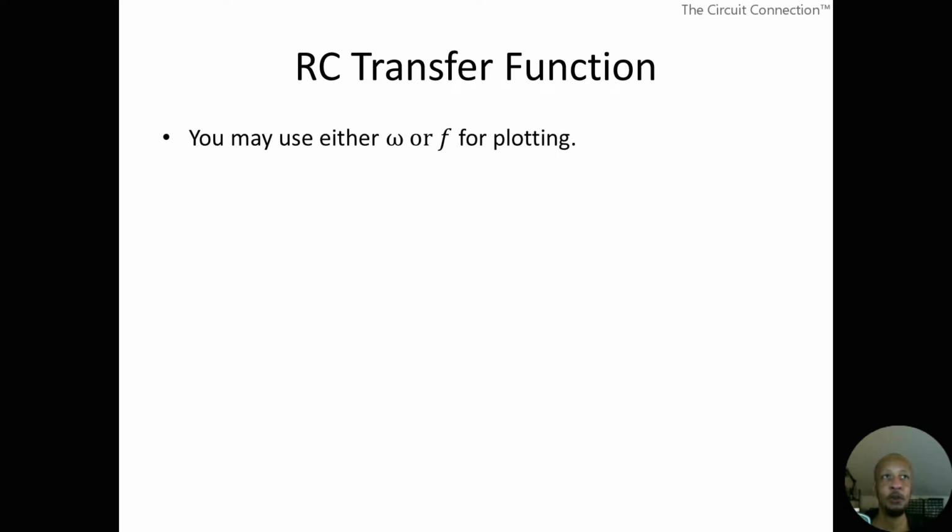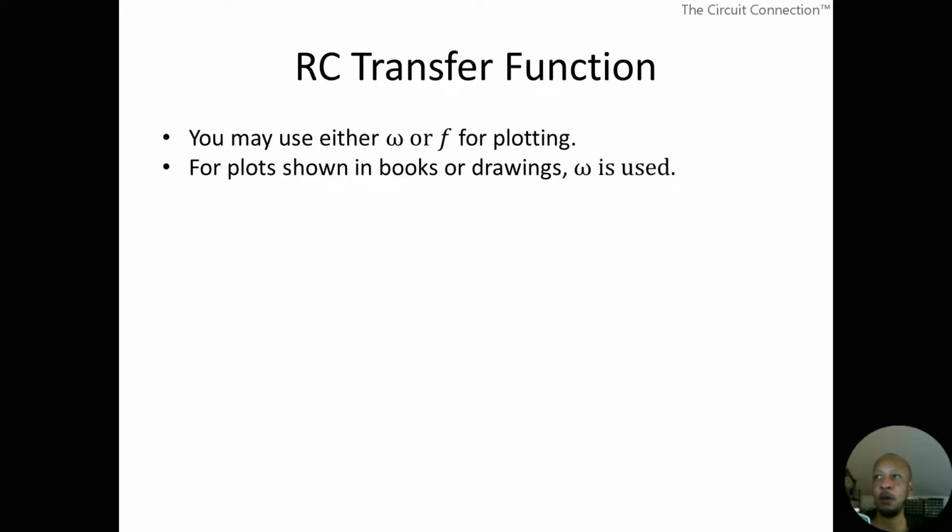Next, you may use W or F for plotting. Now, what in the world is W versus F? Well, eventually I'll get to that point and I'll show you the difference between those two. But for right now, just know that they are both frequencies. They really only differ by a scalar amount, a constant amount of 2 pi. But they are both frequencies.